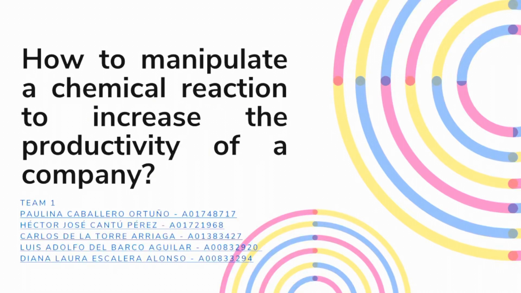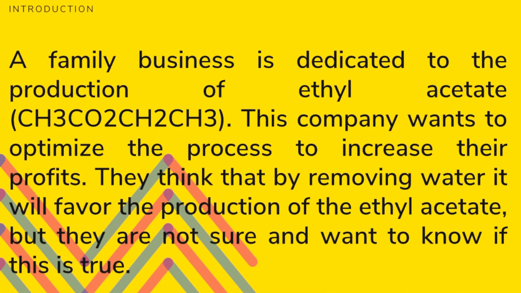Hi, we're team number 1, and today we will present to you how to manipulate a chemical reaction to increase the productivity of a company. A family business is dedicated to the production of ethyl acetate, and they want to know a way in which they can maximize the production of this product.